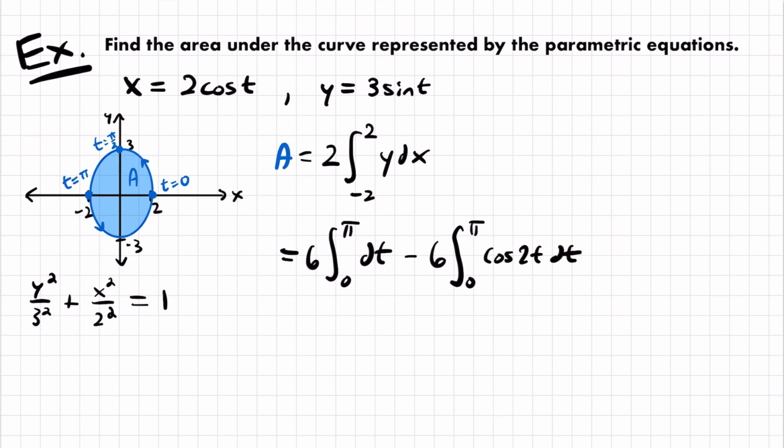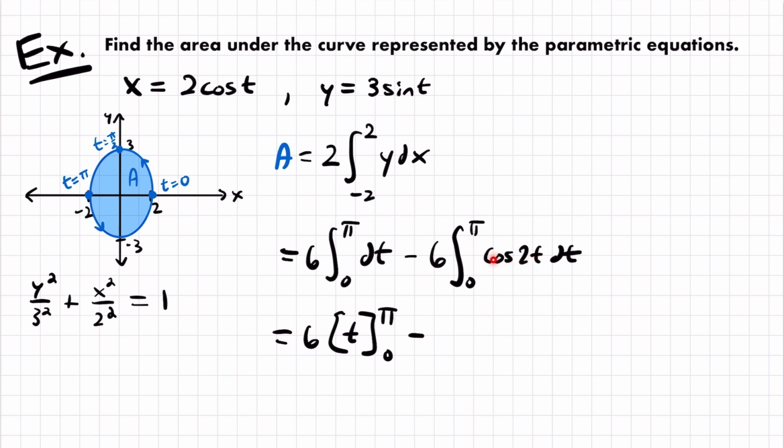The integral of 1, a constant, will just be equal to that constant times the variable of integration, which is t. And so this will be equal to 6 times t evaluated from 0 to pi. And then we'll subtract this integral. And we want to use u substitution here because we have a composite function of cosine 2t.